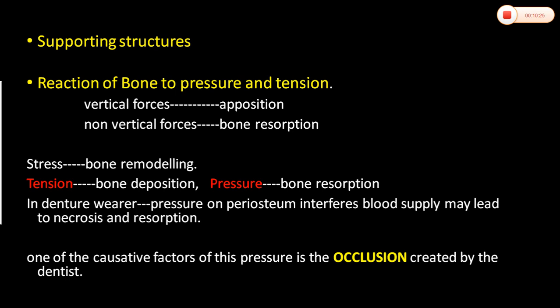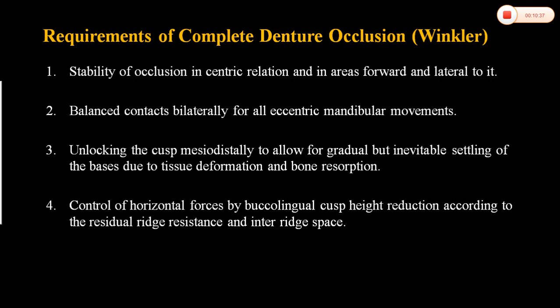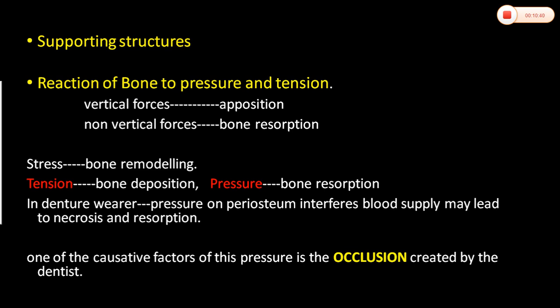Coming here, in denture wearers, pressure on the periosteum interferes with blood supply. And again, the blood supply to the bone is primarily due to the periosteum. So if the denture bases interfere with this blood supply to the periosteum, it leads to necrosis and resorption. So in denture wearing patients, the pressure created by masticatory load and the interference of periosteal blood supply lead to bone resorption.